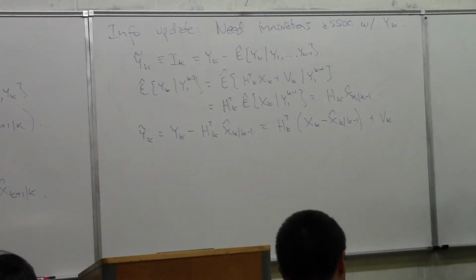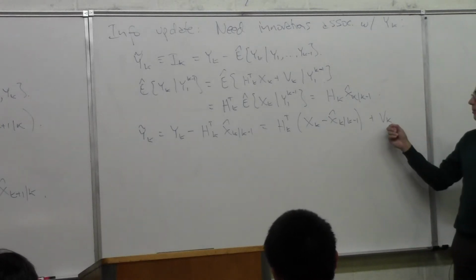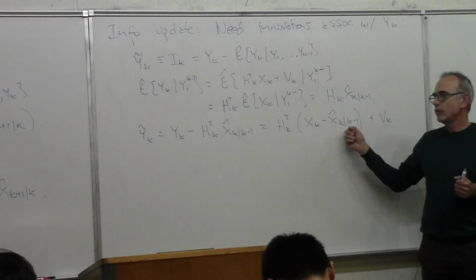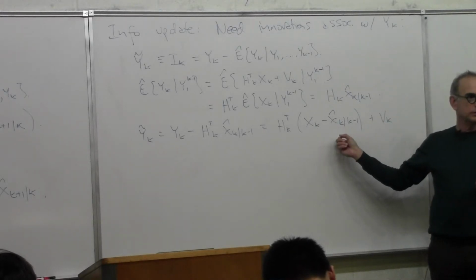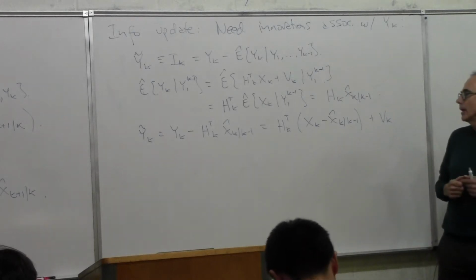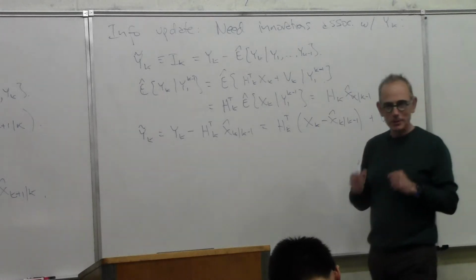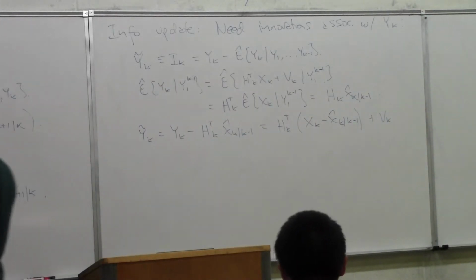Cool. And so you see the innovations is a sum of a white sequence, which is the measurement noise, and this error sequence, which is also white. It's an uncorrelated sequence. And we know the innovations itself is a white sequence. That's why we did it. Cool. So now we can do the information update.